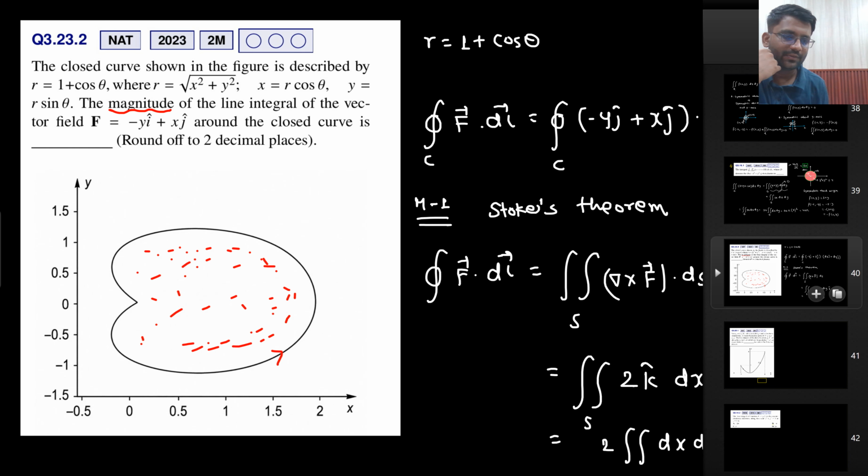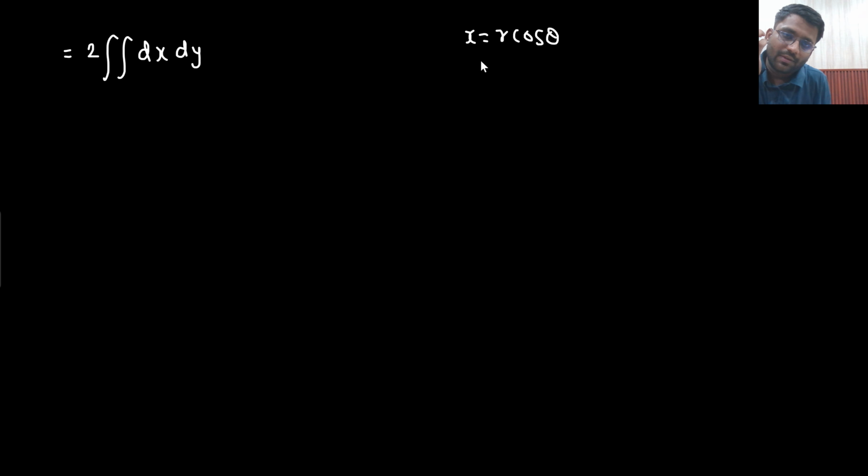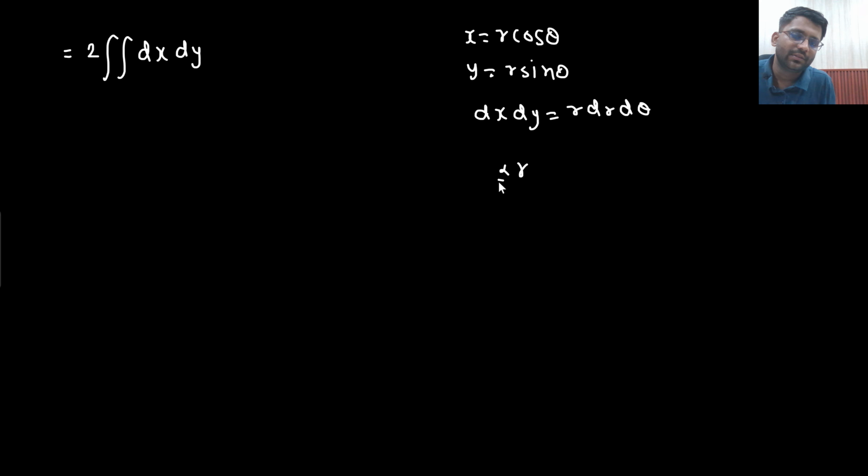So pages we will have to add 1 2 pages. So 2 double integral dx dy is something I am supposed to calculate. So here x is r cos theta, y is r sin theta, dx dy is r dr d theta. R is going from 0 to 1 plus cos theta, and theta is going from 0 to 2 pi.